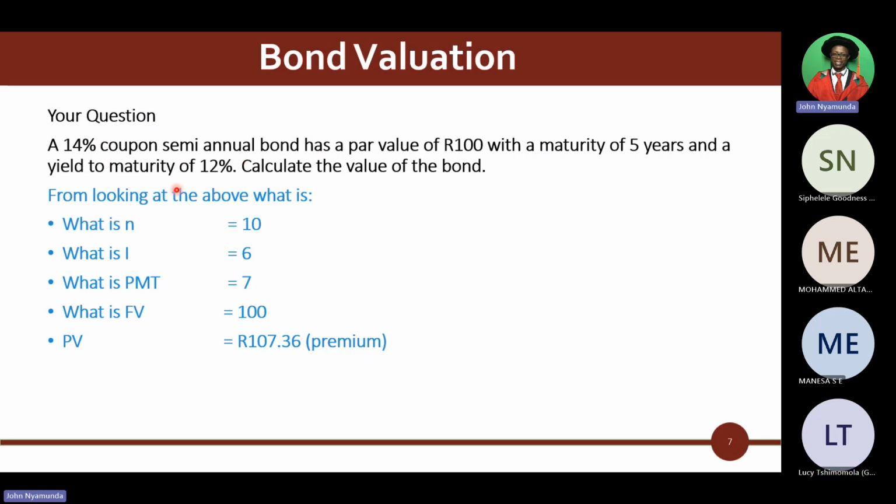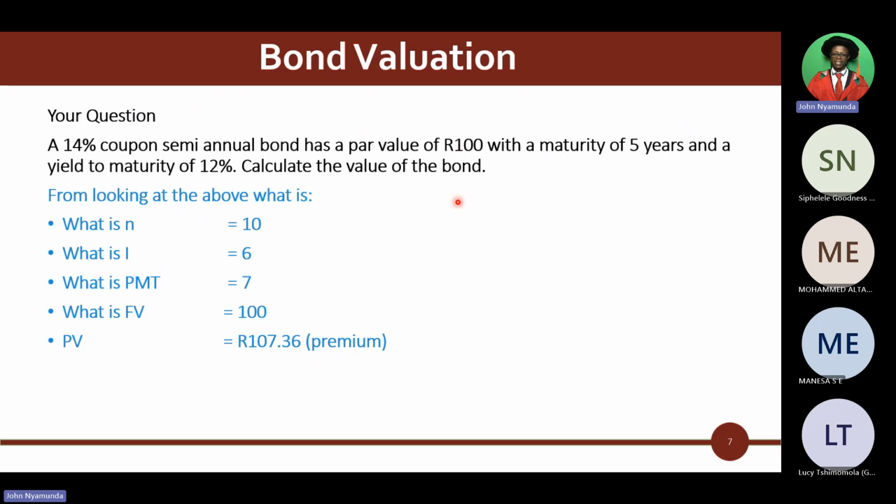So what is the N? N here is 5, but times 2 because it's the semi-annual bond, 10. What is I? I is 6 because remember it's paying half yearly. This 12% is for the year, so it's 12 divided by 2, 6. PMT, what is the PMT? 7, 14% of 100 is 14, divided by 2 is 7.